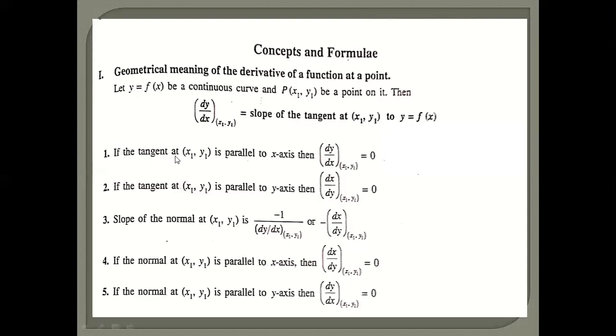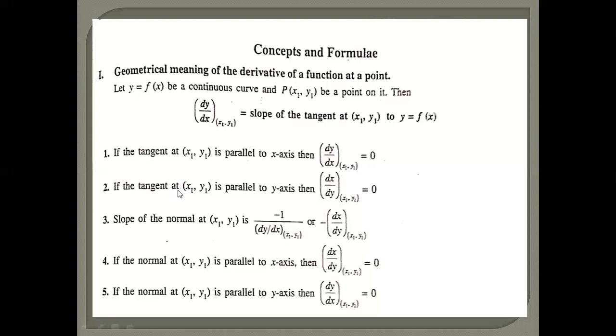Now the first point is, suppose the given tangent at the given point x1 comma y1 is parallel to x-axis, then dy by dx, slope of the tangent at x1 comma y1, is always 0. If it is parallel to x-axis, then the slope of the tangent is 0.